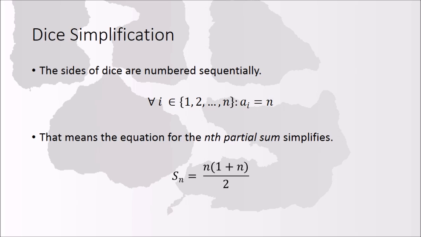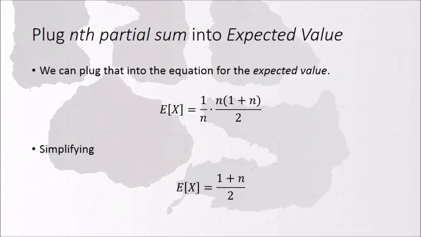So we know that dice are numbered sequentially. That means for all i in the set 1 through n, a sub i is equal to i, and the nth element is n. This means the equation for the nth partial sum really simplifies. It means the nth partial sum is n times 1 plus n, divided by 2. Now we can plug that into the expected value to replace the entire summation. So we know the expected value of the random variable x is 1 over n times n times 1 plus n over 2, or, simplified, the expected value is 1 plus n over 2.